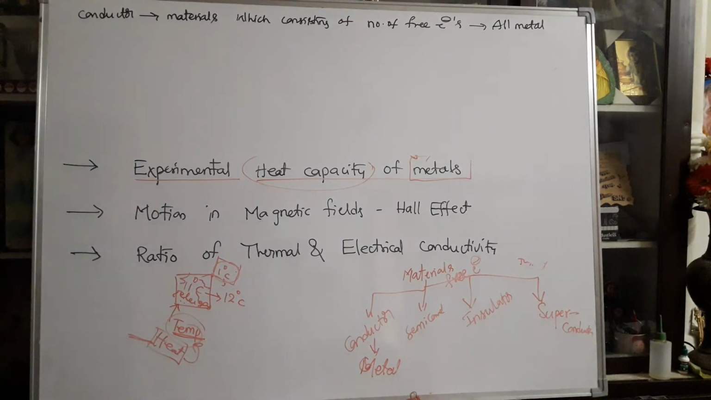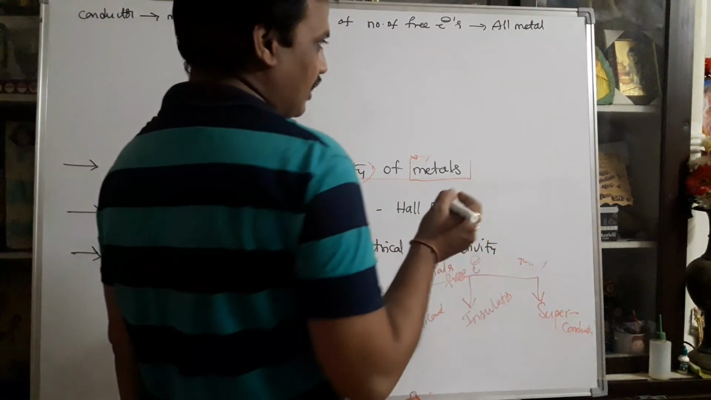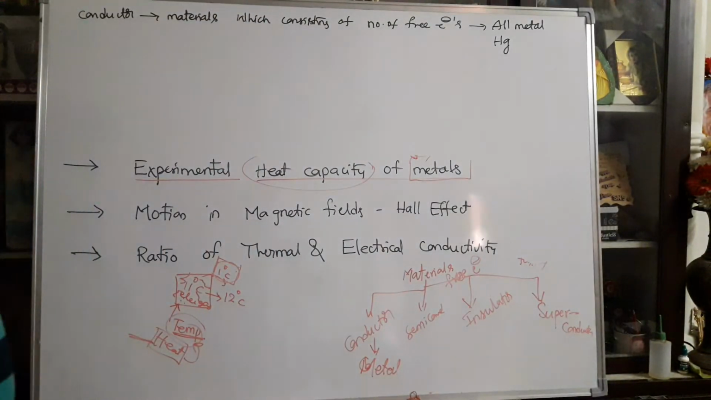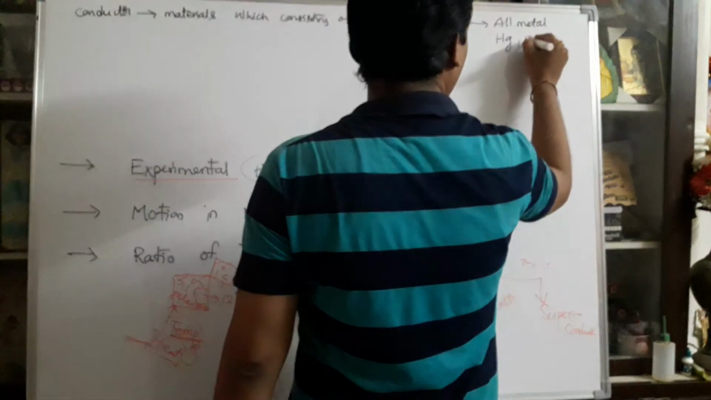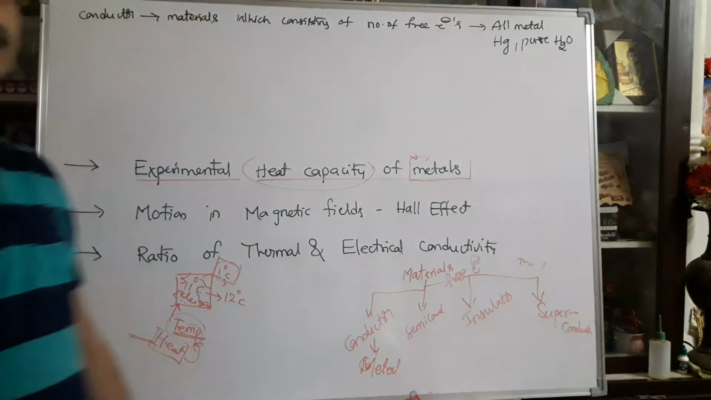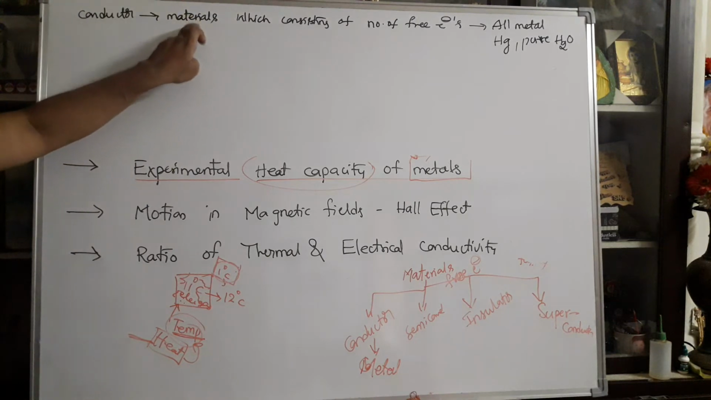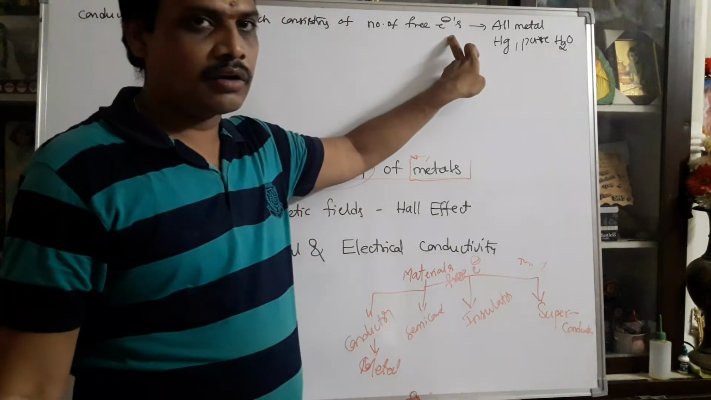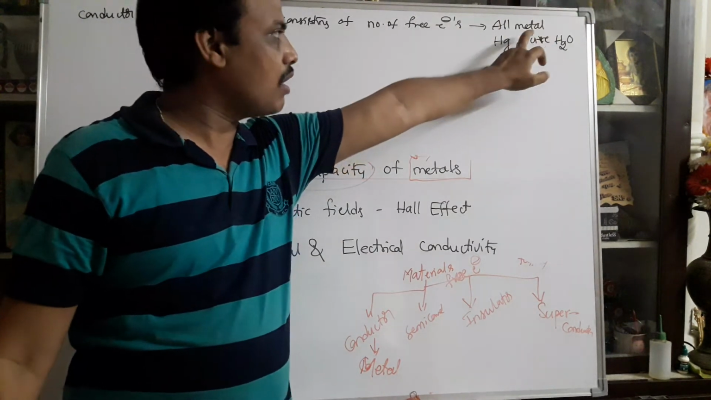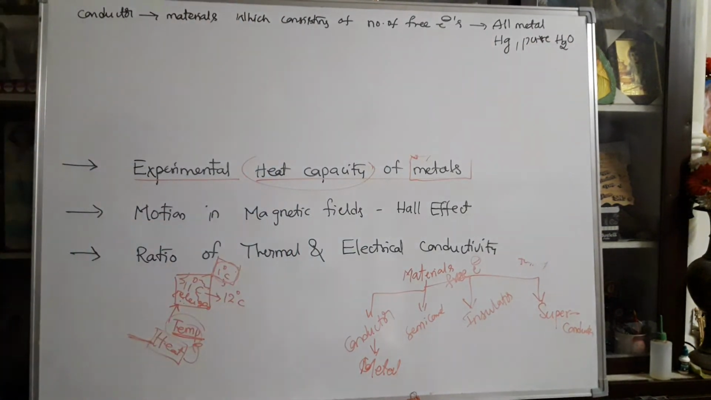From a competitive exam point of view, the liquid conductor can be taken. What is the liquid conductor? The best liquid conductor is mercury. Pure water is also a good example of a conductor. A conductor is nothing but a material consisting of a number of free electrons. The best examples are all metals in nature; mercury is the liquid conductor, and pure water is also a good conductor of electricity.